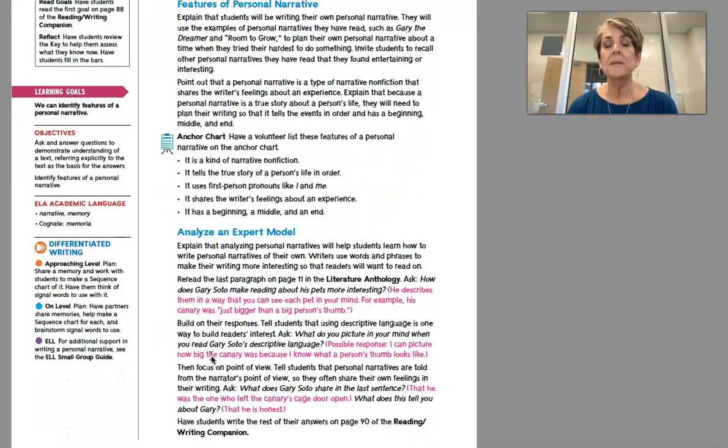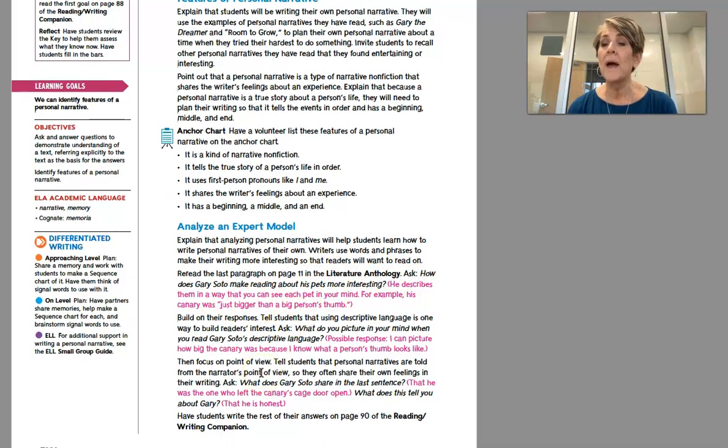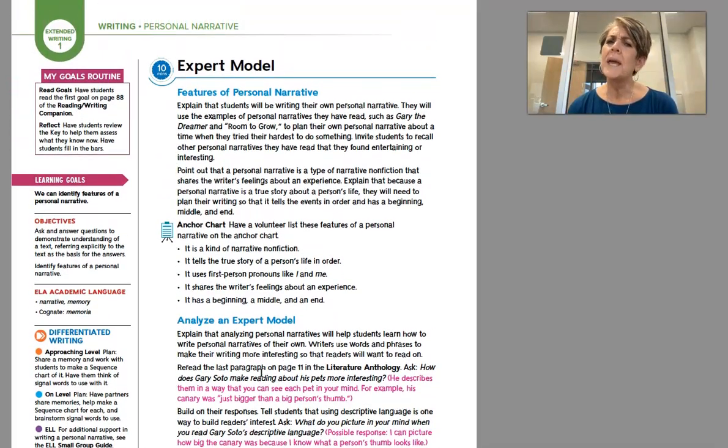Here they're going back to the text. This is the 3rd grade example. So they're going back to the literature anthology to look at how the author structured some of those components for that.